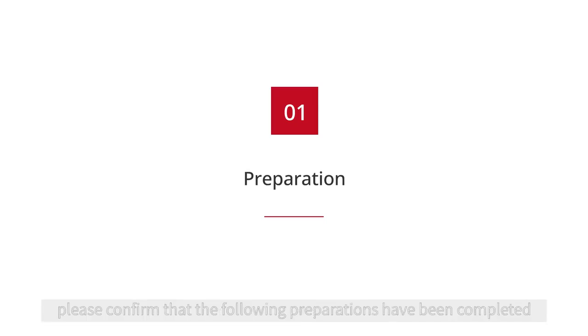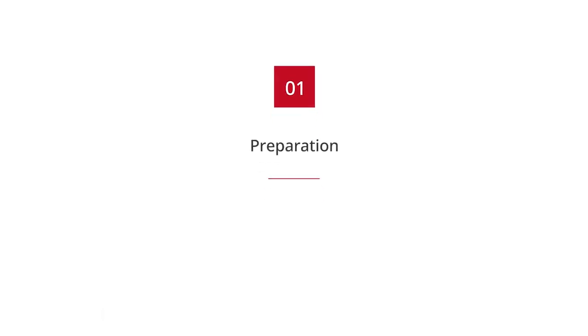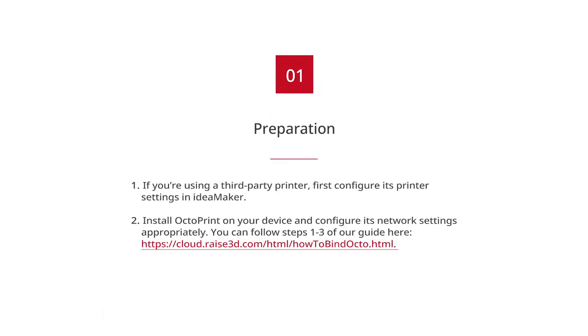Before we begin, please confirm that the following preparations have been completed before configuring or using OctoPrint in ideaMaker. First, if you're using a third-party printer, configure its printer settings in ideaMaker. Second, install OctoPrint on your device and configure its network settings appropriately. You can follow steps 1 through 3 of our guide here.